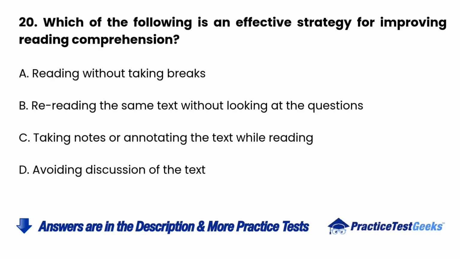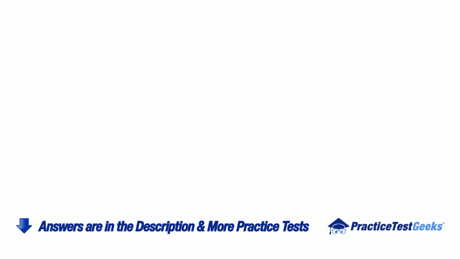20. Which of the following is an effective strategy for improving reading comprehension? A. Reading without taking breaks. B. Rereading the same text without looking at the questions. C. Taking notes or annotating the text while reading. D. Avoiding discussion of the text.